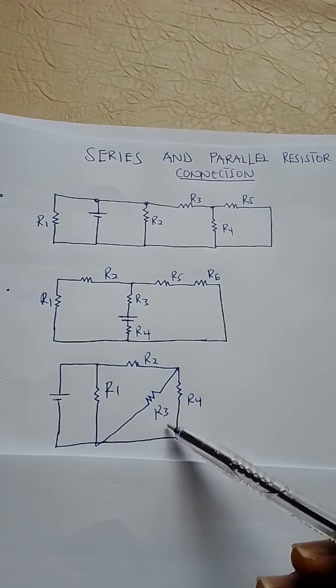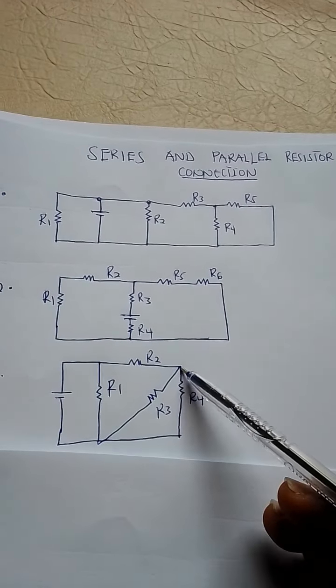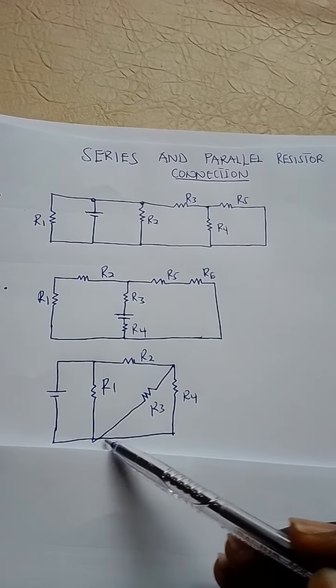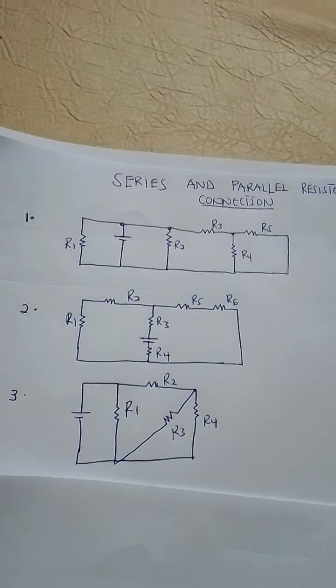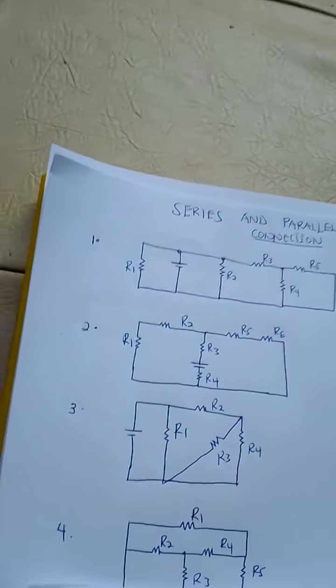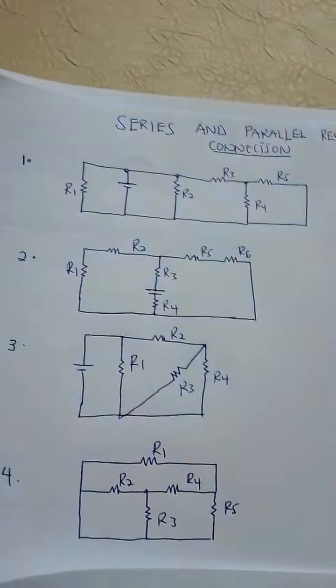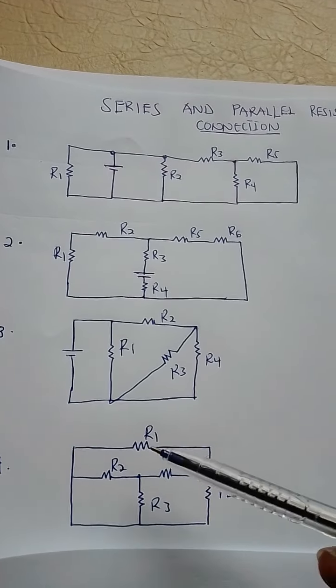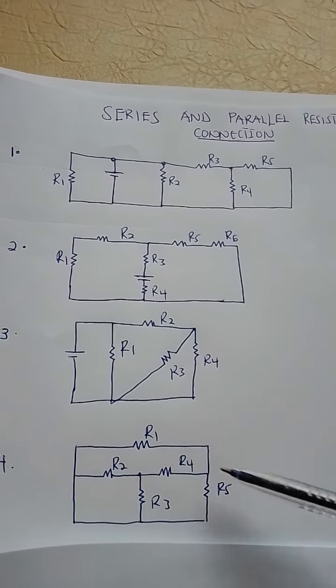But it's only R3 and R4 which are in parallel here, because there is a node here, there is a node here. But when I move through their path, I'm not meeting any other elements. Let's see the fourth example. For the fourth example, I'm having five resistors here. R1, R2, R3, R4, R5.